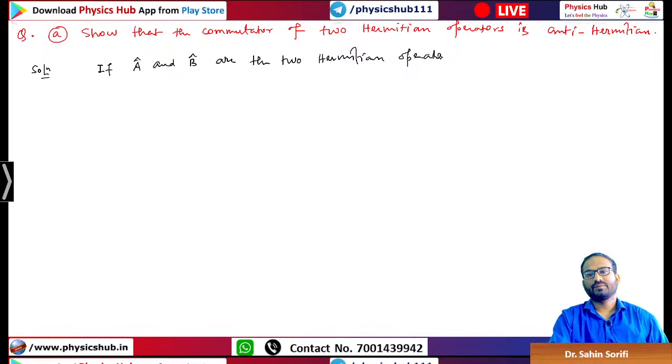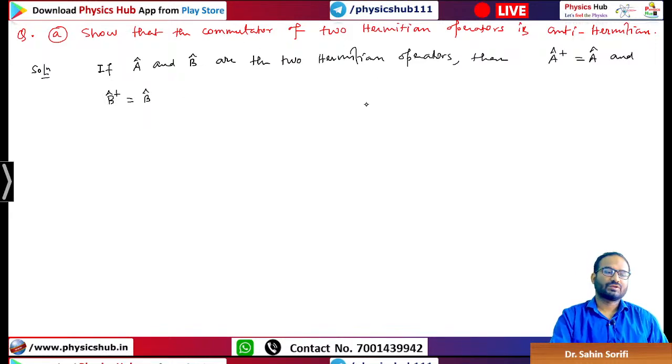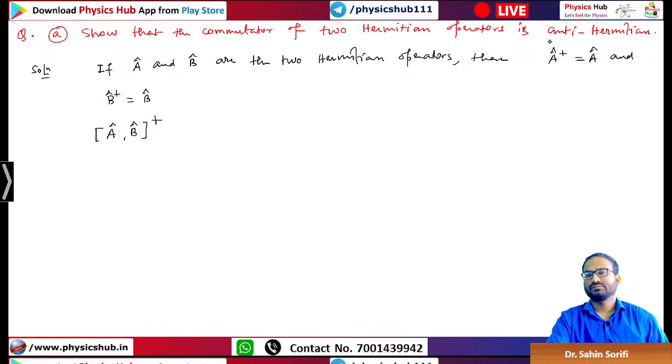If they are Hermitian operators, then what can you write? A dagger is equal to A and B dagger is equal to B. What we have to show is that the commutator of A and B, if you can show that its dagger is equal to minus the commutator of A and B, then it will prove it. The minus sign will come because it is anti-Hermitian.